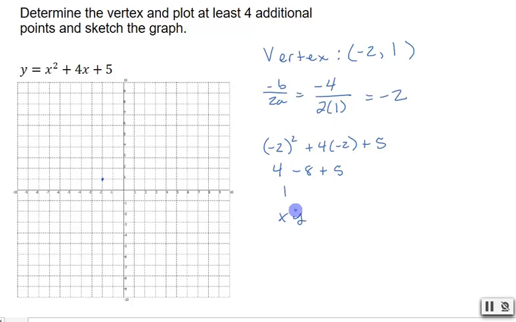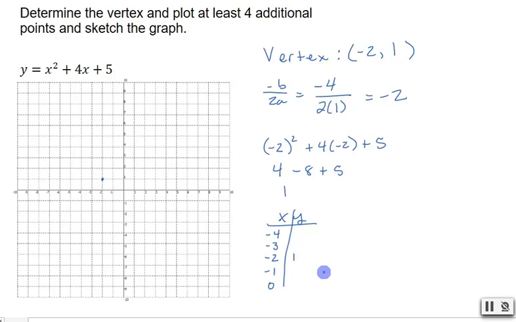Okay, and we can go ahead and find more points. My advice is to put that vertex in your t-table and then pick x values that are close to the x of your vertex. The further you get away from this x value of your vertex, the bigger the y is going to be, and you're not going to be able to plot them on a small grid. So go ahead and pick things like negative 3, negative 4, negative 1, and 0, and just plug those in.